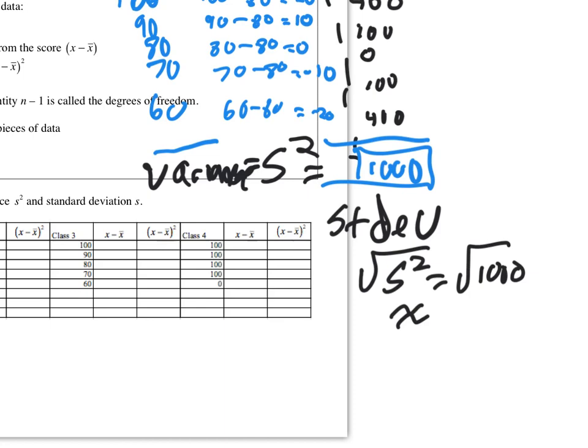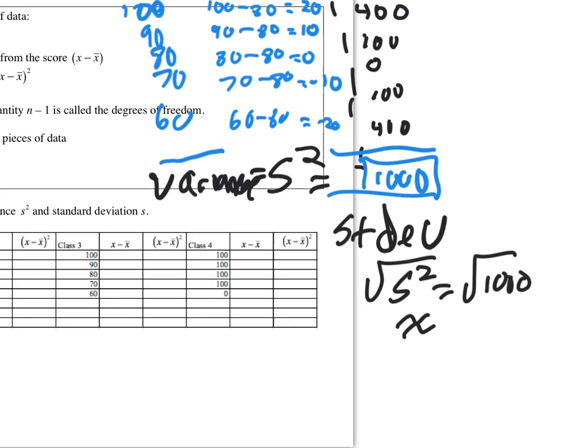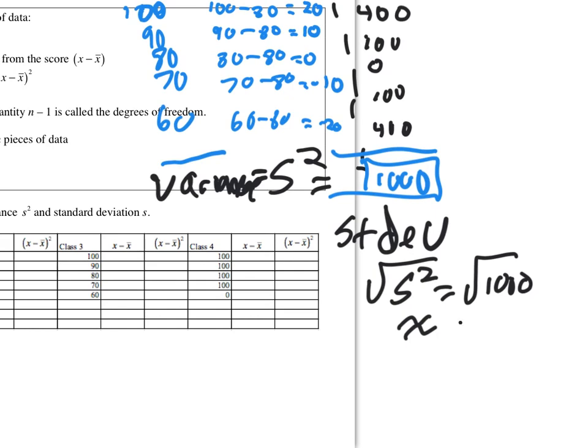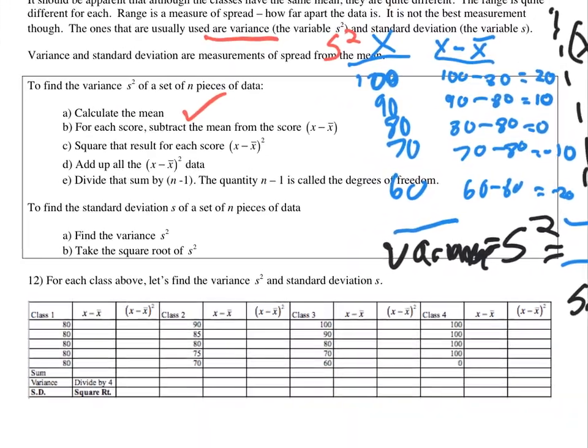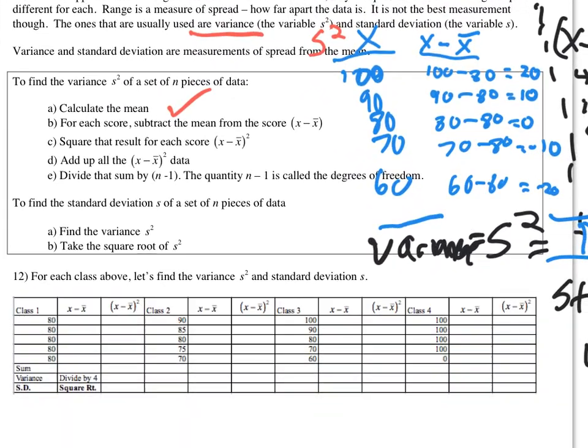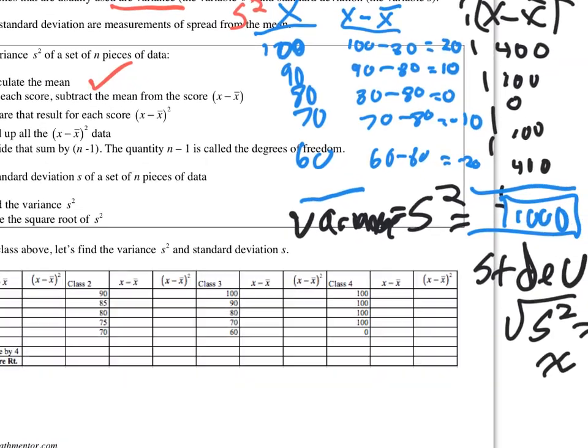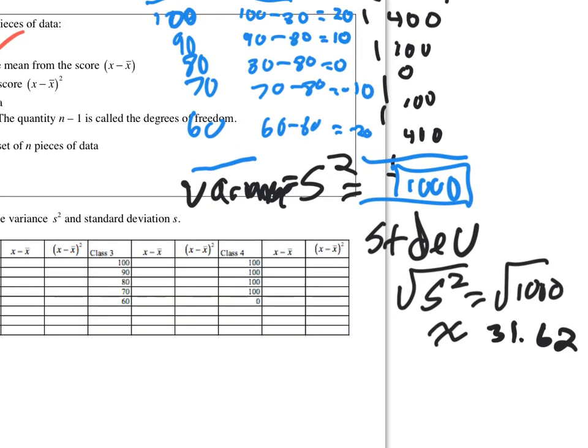31.62. That's why I said a calculator. Wait, I had a question. Yes. So, why did you say letter E? I don't know. Did I? Divide that sum by... Like it says, to find the degrees of freedom. Oh, yes, I did mess up. Forgot to divide. Thank you, Mallory.